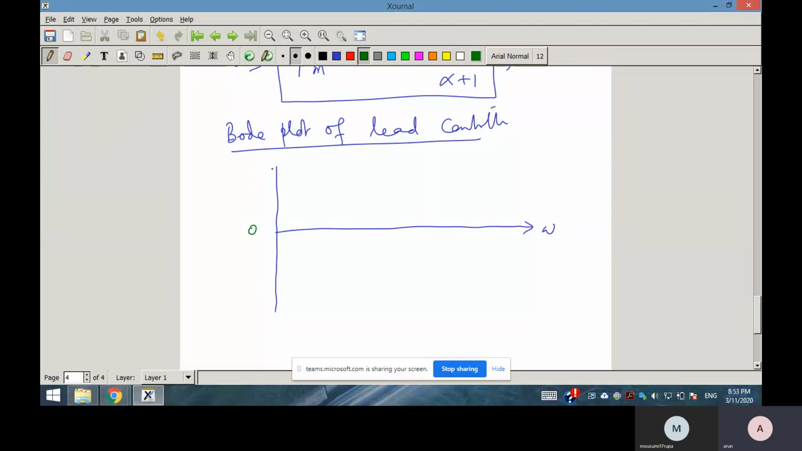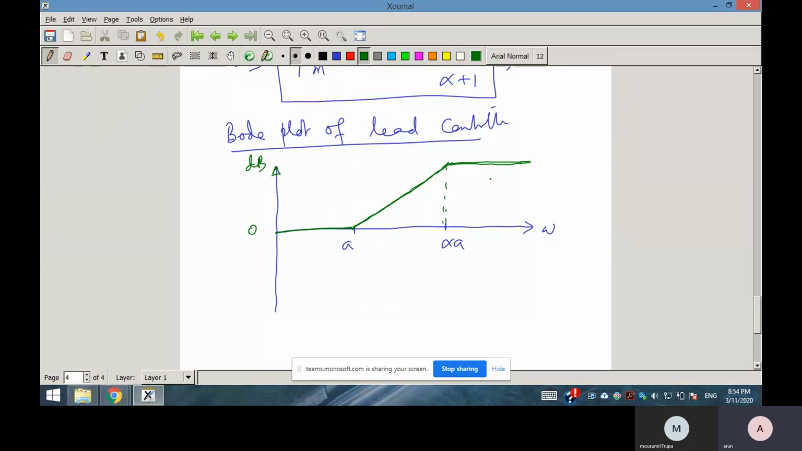This is 0 dB, this is the dB scale. Suppose omega equal to A, and this is alpha A. So how will the plot look? Because of the zero, it will have unit slope here, and then again because of the pole at s equal to minus alpha A, this slope will get nullified. So it will provide gain amplification.